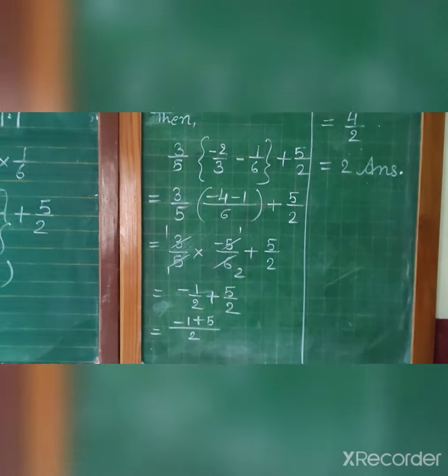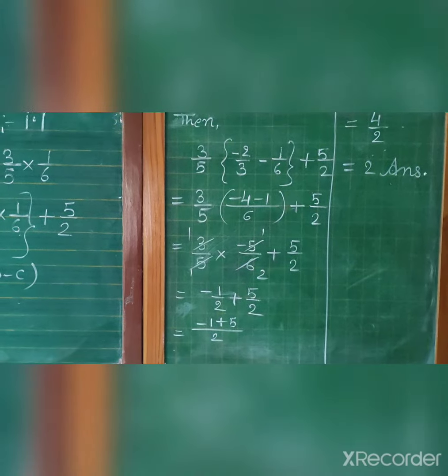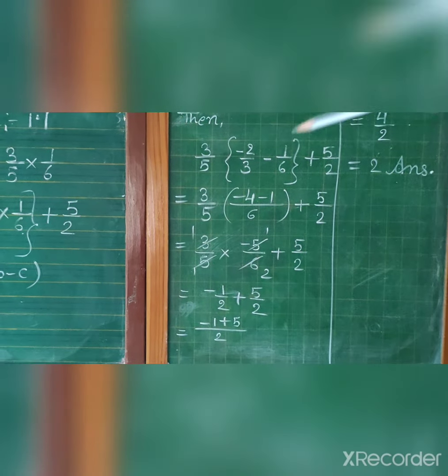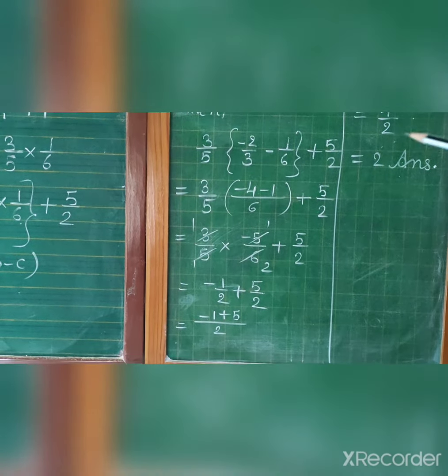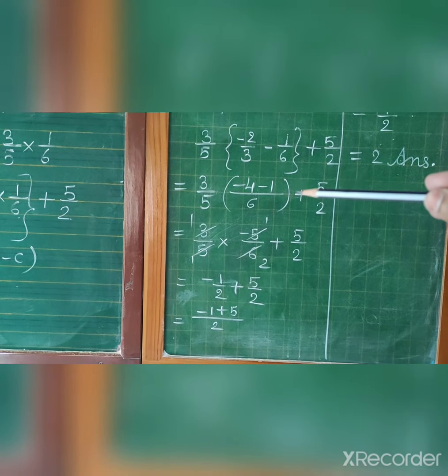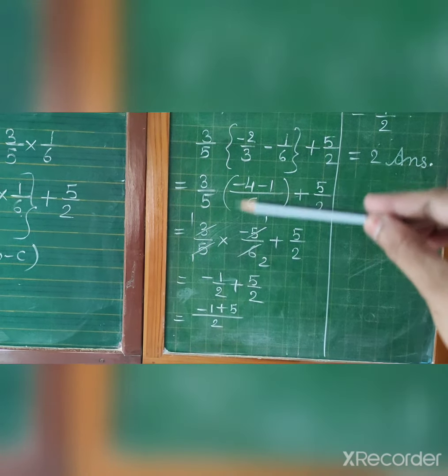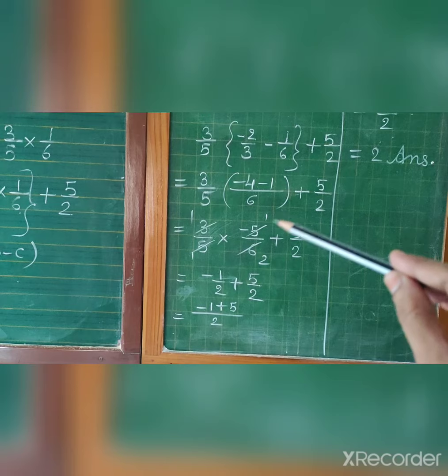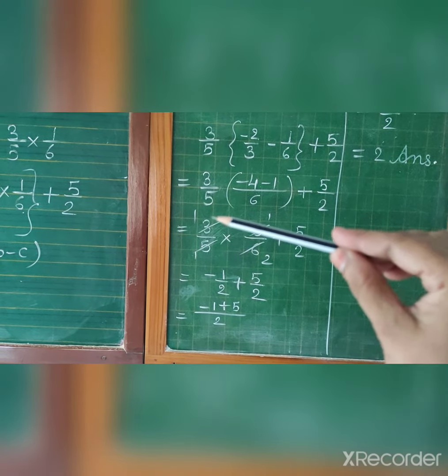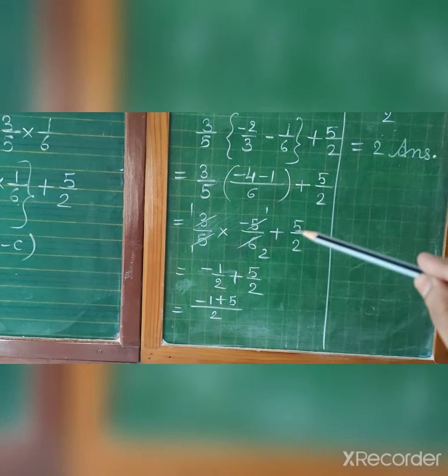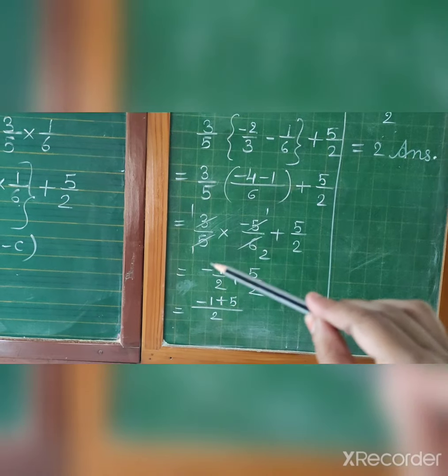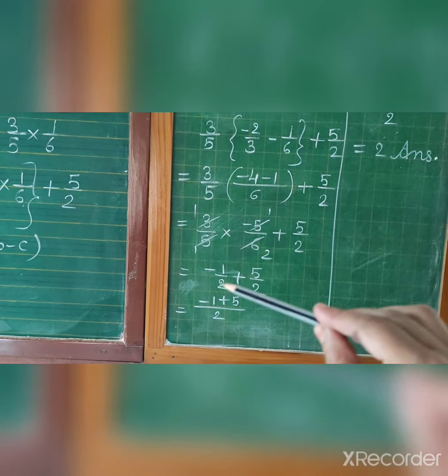LCM will be 6. 6 divided by 3, 2 times, and 2 twos are 4. Now 6 divided by 6, one time, and minus 1 plus 5 upon 2. 3 upon 5 as it is, minus 5 upon 6. 5 ones are 5, 5 ones are 5, 3 ones are 3, 3 twos are 6, minus 1 upon 2 plus 5 upon 2, denominator 2 and numerator as it is.